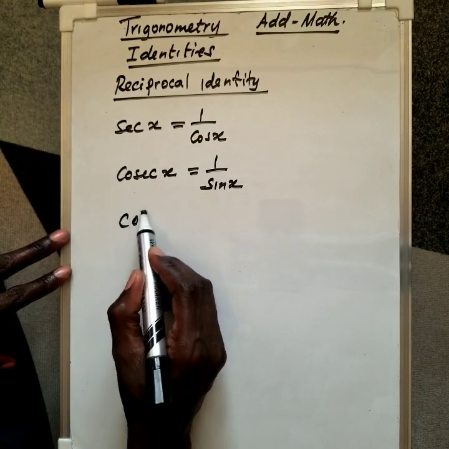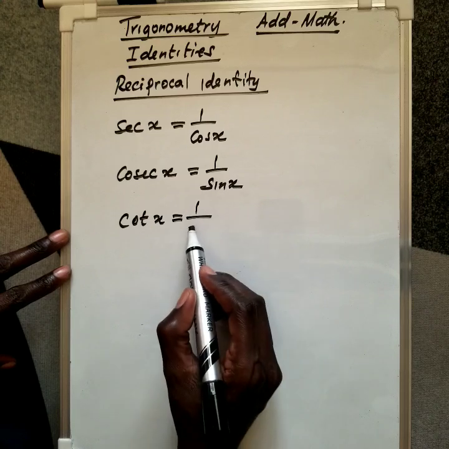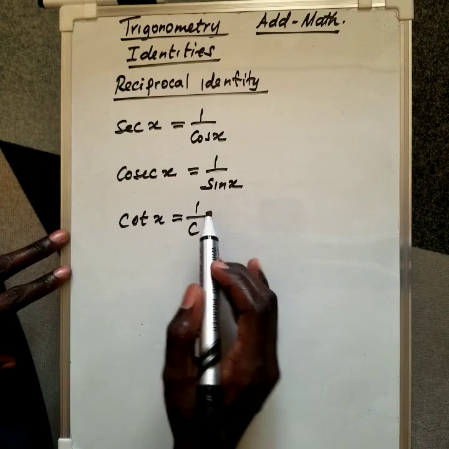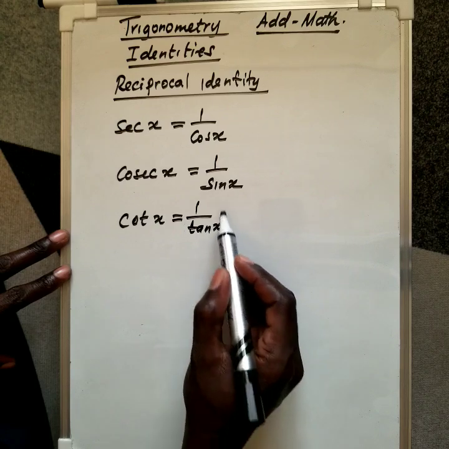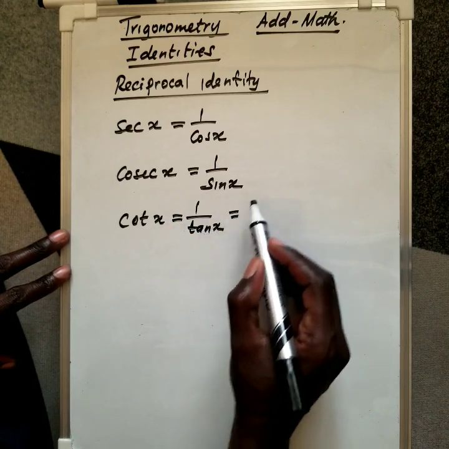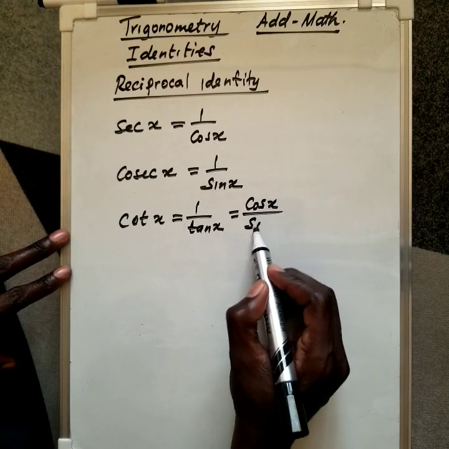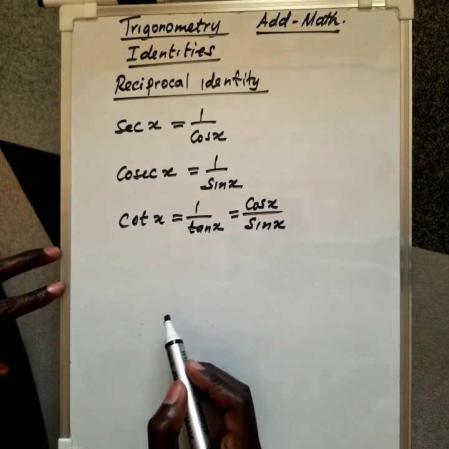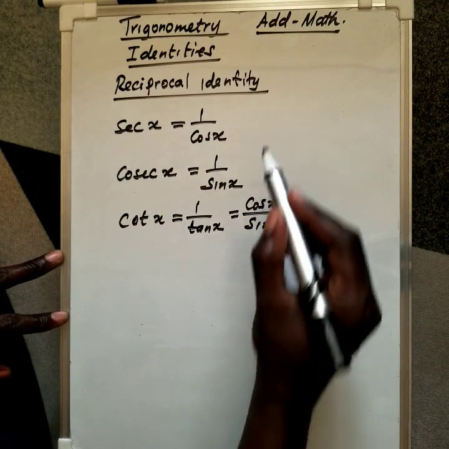The other one is simply cot x is equal to 1 over tan x. But this can also be written as cos x divided by sine x. So this is what you need to remember. These are simply called reciprocal identities.